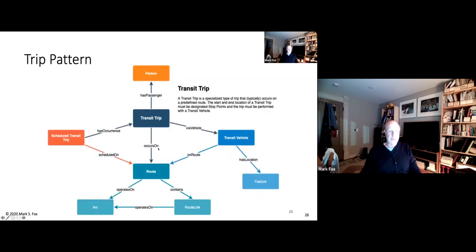And the trip pattern is an entire trip that's taken by a person. It's via some vehicle, it has a location, that vehicle has a route, that is a bus maybe going along some route. That route operates on arcs, which contain some type of route linkage, which operates on an arc, et cetera, et cetera. So the ontology is very rich in the representation of various types of transportation planning knowledge, which allows for the semantic interoperability amongst all those modules.